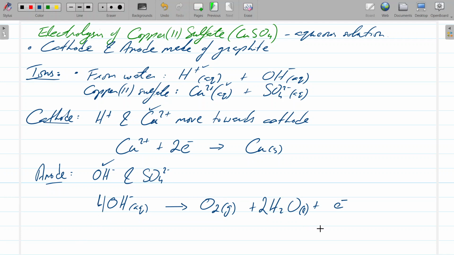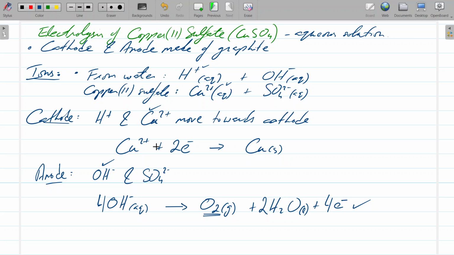Electrons. How many electrons are being lost? How many hydroxide ions do you have? 4. And so each will lose an electron. So in total, you'll be losing 4 electrons. Okay, so now it's balanced. And so the product of interest over here is obviously oxygen gas, and so that's what we'll be collecting at the anode.